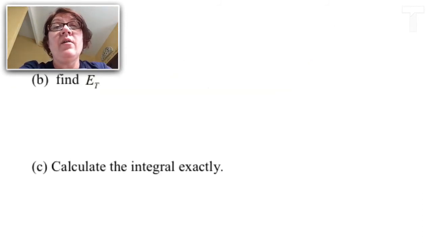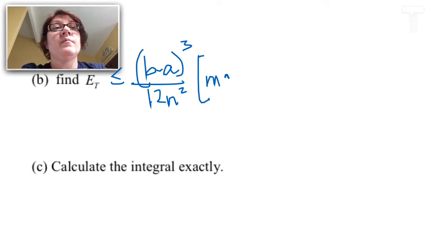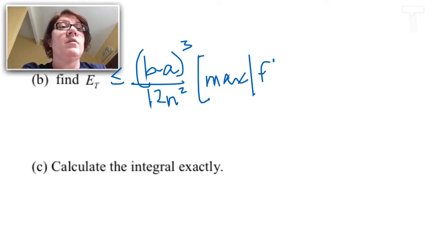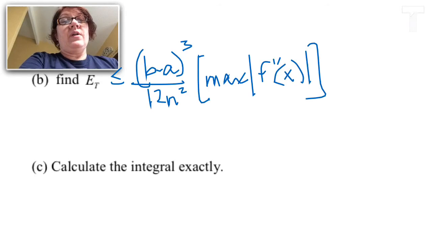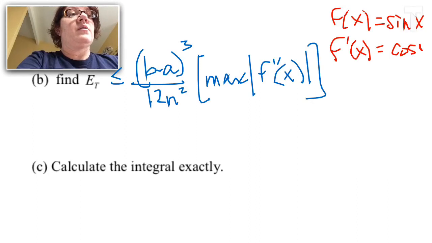So when I need to find the error for this, remember I'm using the formula b minus a cubed over 12n squared times the maximum of the second derivative. So now if I stop and I look at the functions, of course f of x was my original function I was taking the integral of, which was sine of x. So f prime would be cosine x, and f double prime would be negative sine x.